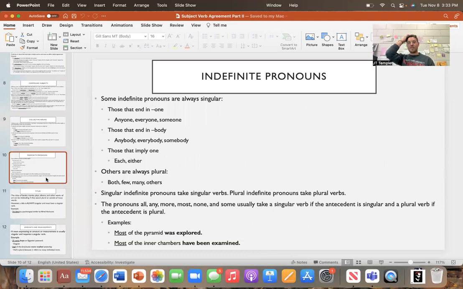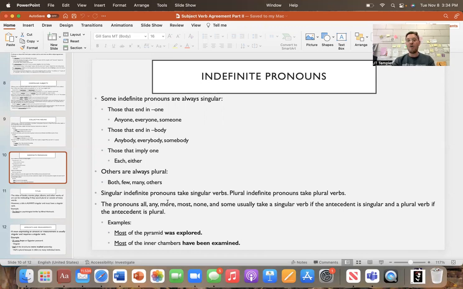Indefinite pronouns. Some indefinite pronouns are always singular, such as those that end in one, like anyone, everyone, someone. Those that end in body, anybody, everybody, somebody. Or those that imply there's only one thing, like each or either. They're always going to be singular. Others are always plural. And some of these may seem kind of obvious, right? Like both. That's obviously talking about two things: few, many, or others. Those are always plural. Singular indefinite pronouns take singular verbs. Plural indefinite pronouns take plural verbs.